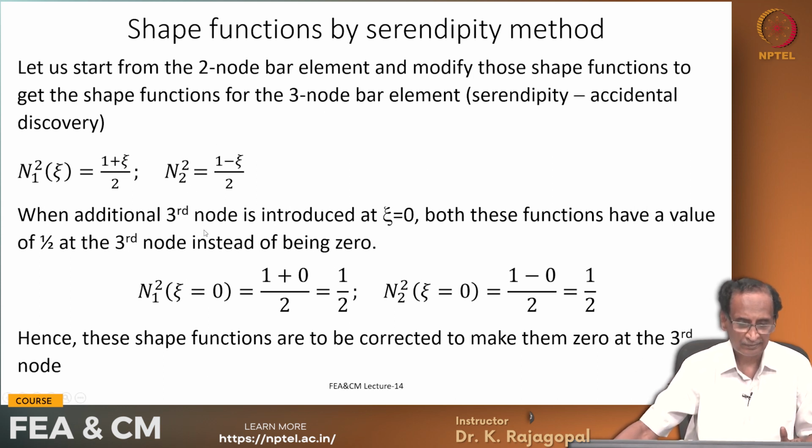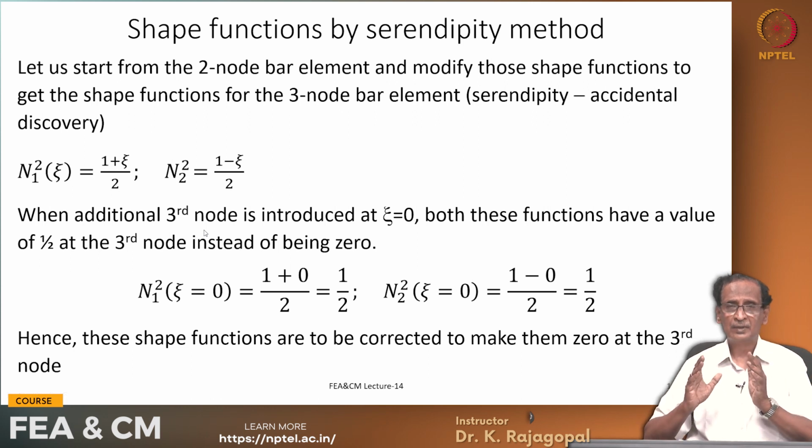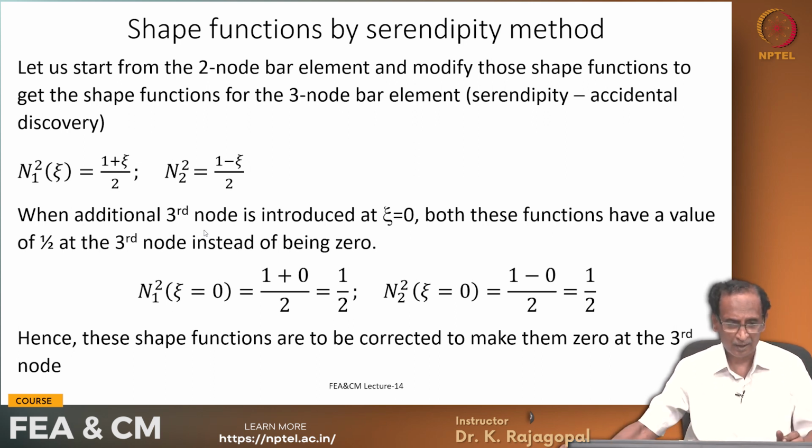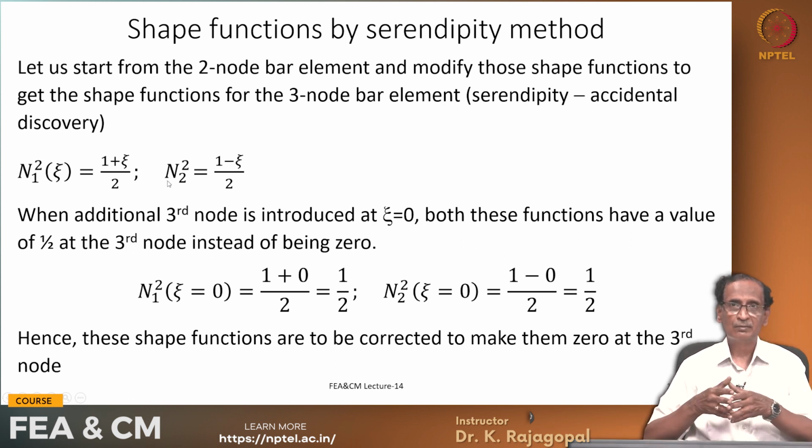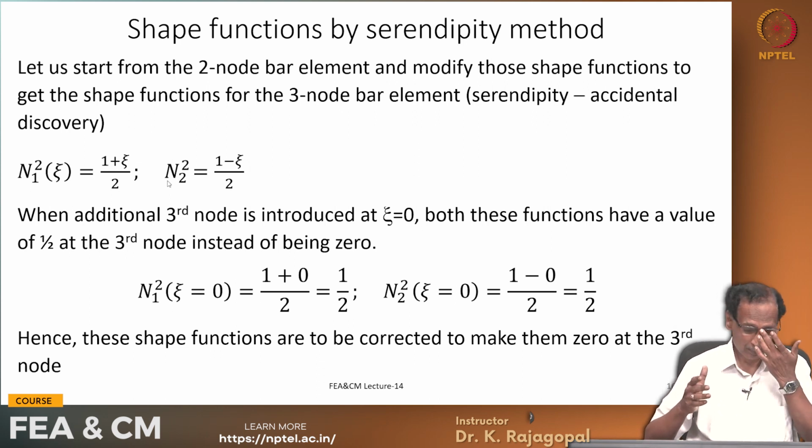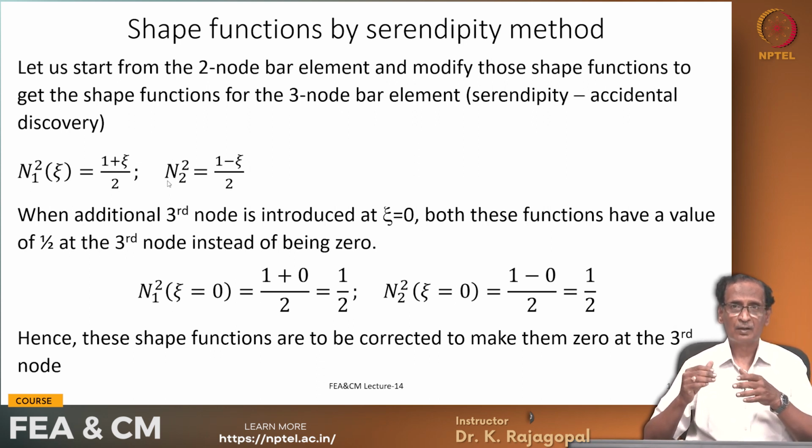And now in this element let us introduce a node at xi of 0, that is the node 3. And then we have a problem, because these two shape functions do not become 0 at node 3, they become half. So, how do we make them 0 at node 3? And we notice that at node 3 n3 is 1. So, we can just simply write the shape function for the 3 node bar element as n1 for the 2 node bar element minus n3 by 2.